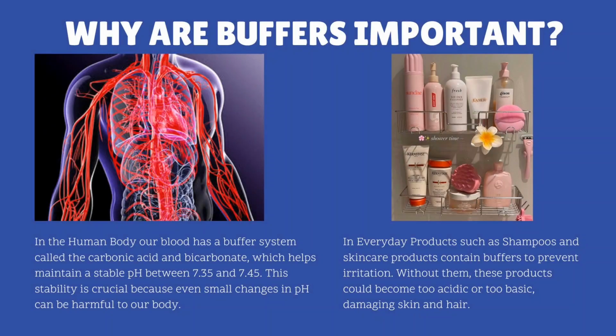Buffers are essential in many aspects of life. Let's take a look at a few examples where they play an important role. First, in the human body, our blood has a buffer system called carbonic acid and bicarbonate, which helps maintain a stable pH between 7.35 and 7.45. This stability is crucial because even small changes in pH can be harmful to our body.